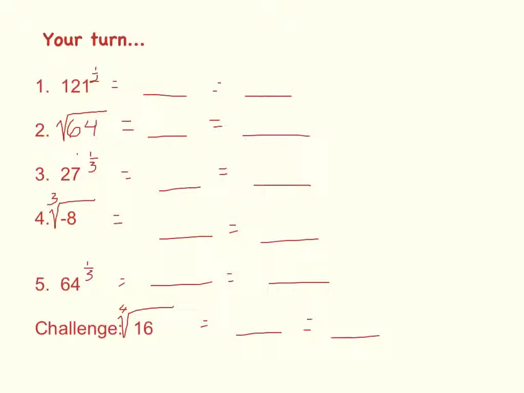Okay, so now it's your turn. Fill in the blanks with the second part of the notation and then the simplified answer. So for example, if it has a fractional exponent, write the root and then the answer. If I give you the root, then write the fractional exponent and then the answer.